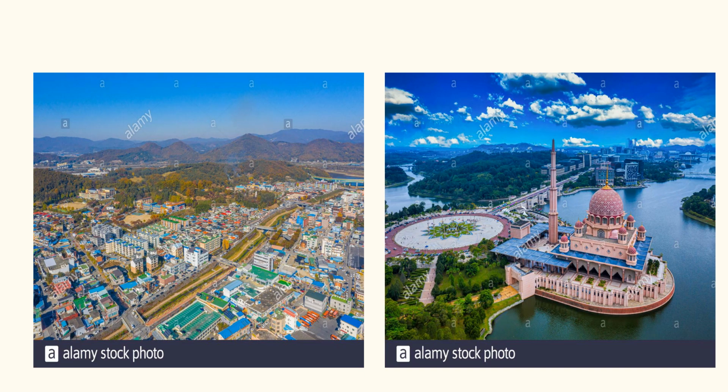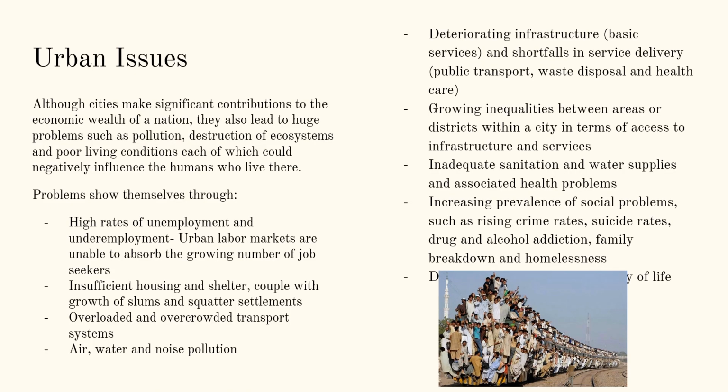And here we see a couple of pictures. The picture on the left is Gwangju Yonggi in South Korea, and the picture on the right is Putrajaya. You can see that both of these show off that newness to them in terms of how they are planning out these cities.